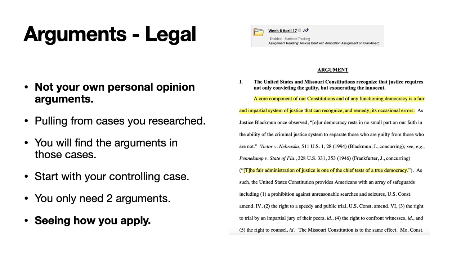And so if you look here in the example amicus brief that you had in week 6, you can see, right, they've got this kind of broad statement of what they want the Constitution to protect, and then they go into details on what this means according to the courts, right? So, for example, there's a quote here from Justice Blackmun in this case, Victor versus Nebraska. They're not coming up with their own idea or their own opinion, right? They're reminding the court that this is important to the court, and that's really what legal argument is.